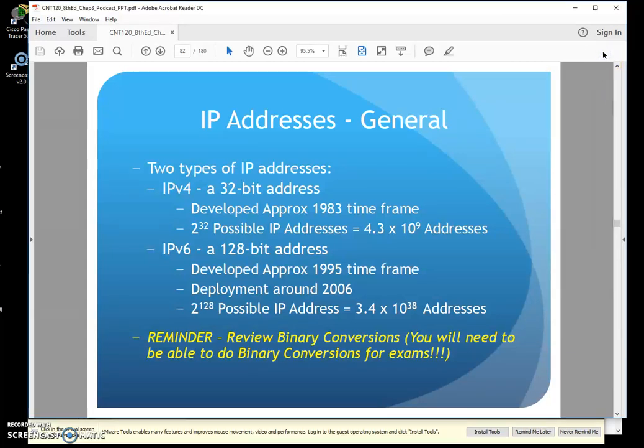All right, CNT120, we're working on our Chapter 3. We're now to the section on IPv6 addresses. So just as a quick reminder, we talked IPv4, okay? Now we're going to move on to IPv6.